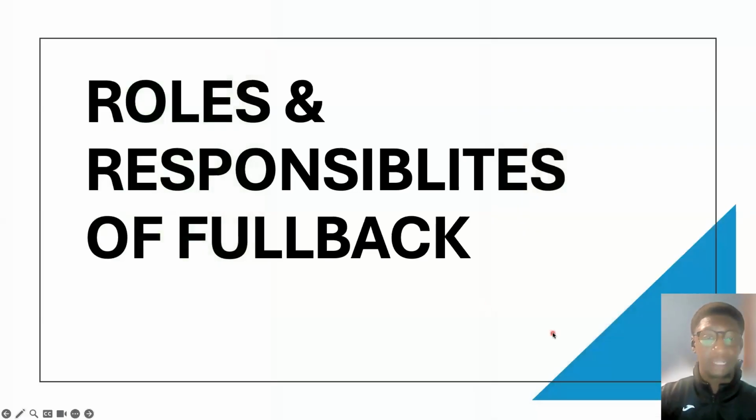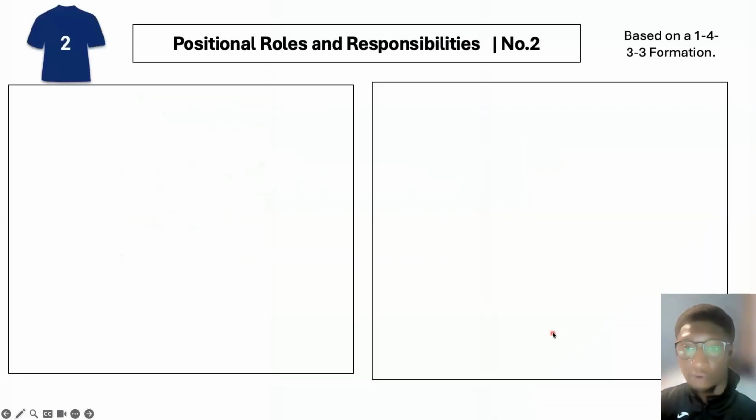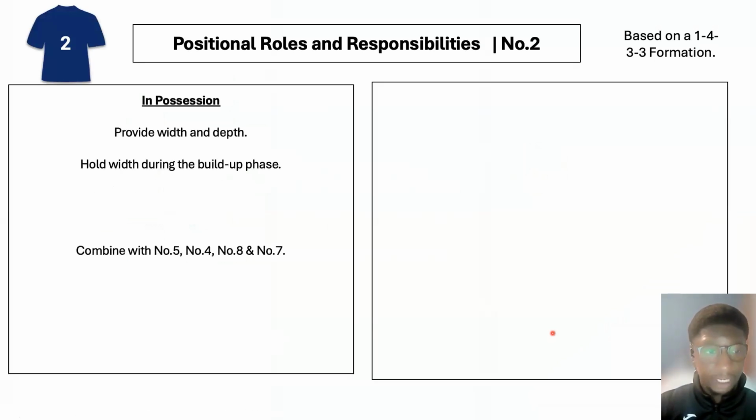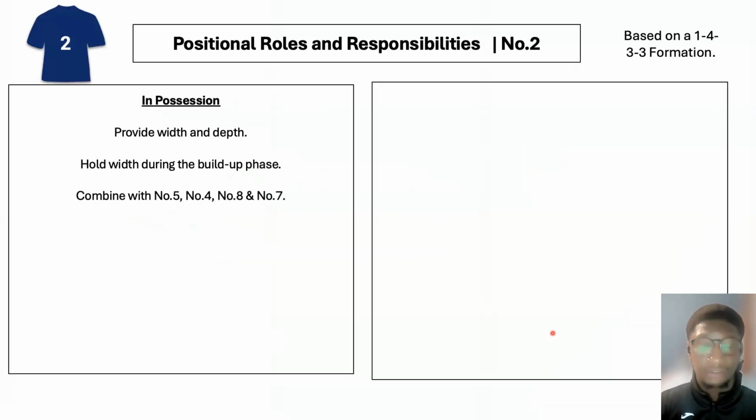So, roles and responsibilities of a fullback. I'm going to go through just some roles and responsibilities. Firstly, I'm going to start off with a right back, the number 2, in possession. In possession, their aim is to provide width and depth, holding the width during the build-up phase, combined with the 5, 4, 8 and 7. These roles and responsibilities are based on a 4-3-3 formation.